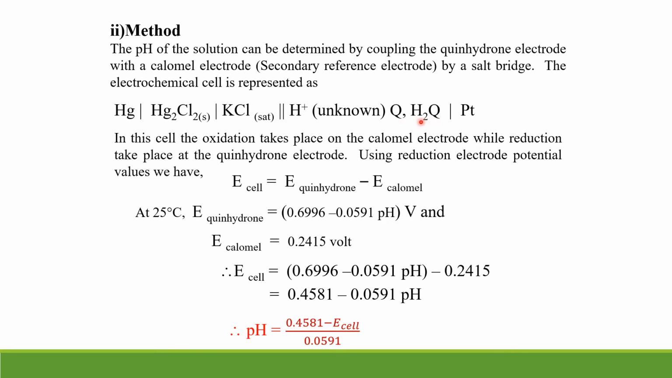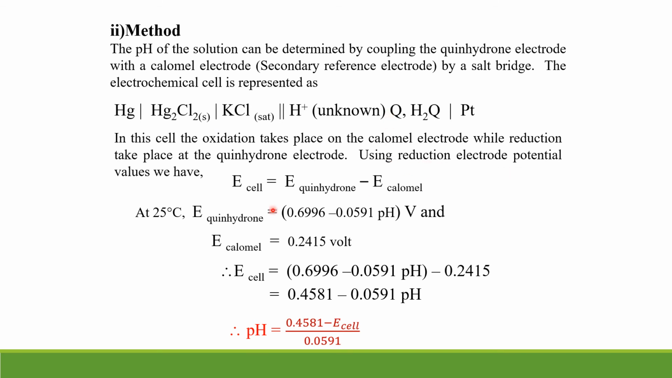It forms quinhydrone. You have to put a pinch of quinhydrone powder into the solution whose pH we have to measure. So this is the experimental solution, which contains H plus ions. That means you have to measure the pH of this solution. This is the construction of the quinhydrone electrode, which is made by inserting a platinum electrode or platinum rod in the experimental solution in which we have put a pinch of quinhydrone. In this cell, the oxidation takes place at the calomel electrode, whereas the reduction takes place at the quinhydrone electrode.